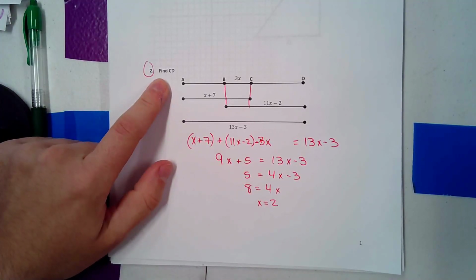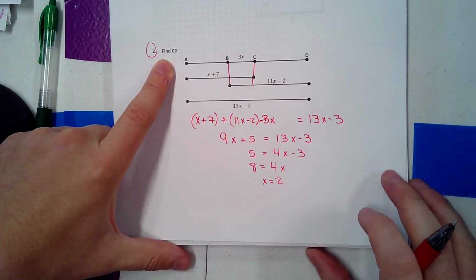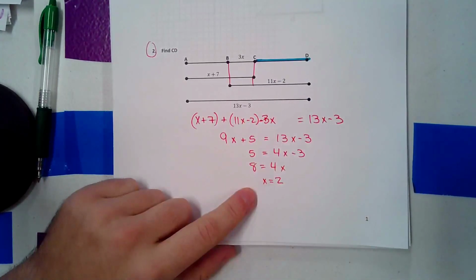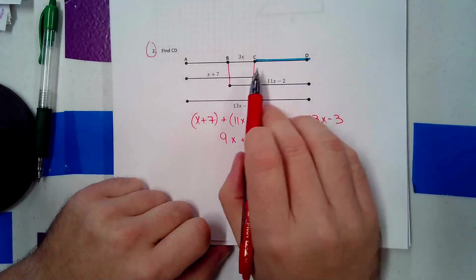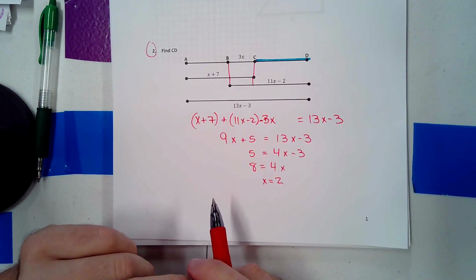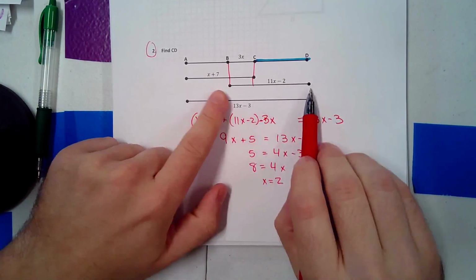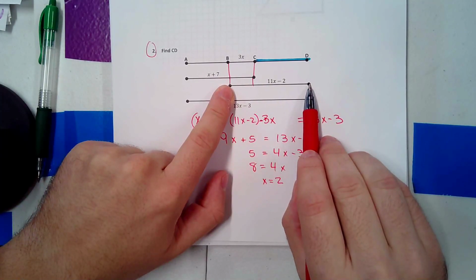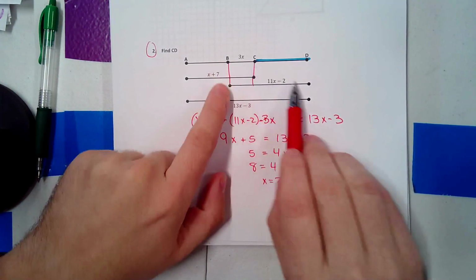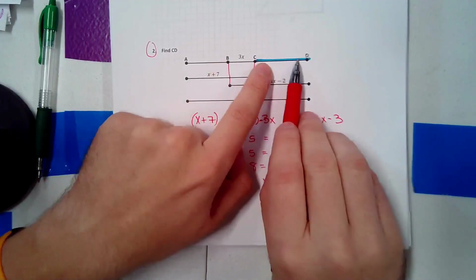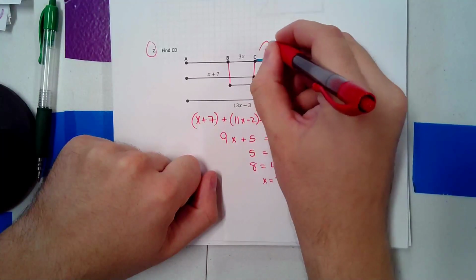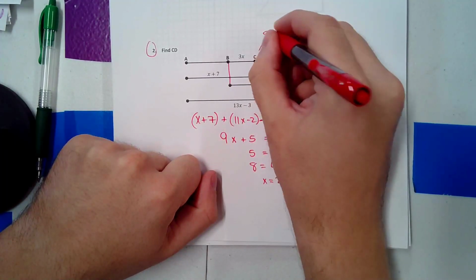Now, what did they want us to find? CD. That's this guy right here. Now, we know what x is. What we need is a way to write CD as an expression. Something with an x in it, right? So we can plug it in. Well, check it out. 11x minus 2 is this much. If we want CD, what do we need to subtract? BC, right? Subtract this guy. Take the whole thing here, subtract that, we get this. So that's going to be 11x minus 2 minus 3x. Well, that's just going to be 8x minus 2.